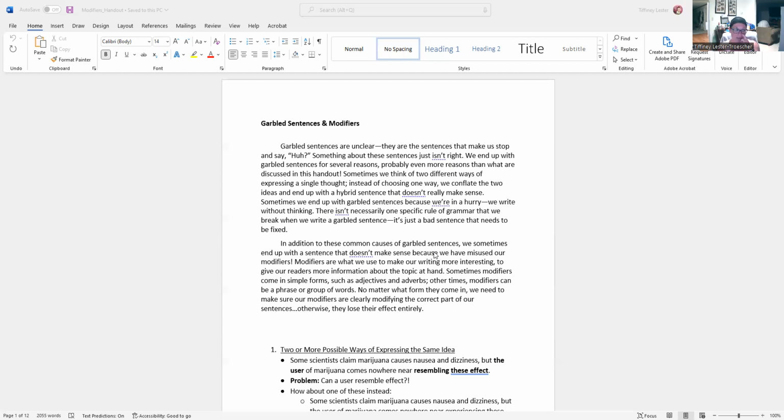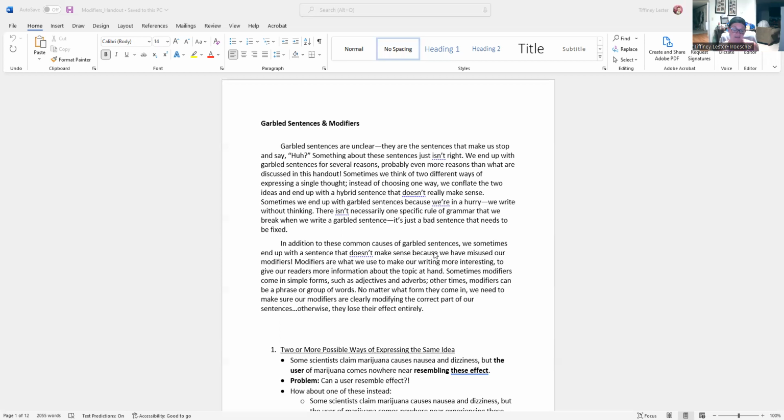But again, I think mostly garbled sentences are a result of going too quickly for one reason or another. And there's not really any one specific grammar rule that gets broken when we have a garbled sentence. It's just a bad sentence that needs to be fixed. It's just unclear, confusing.